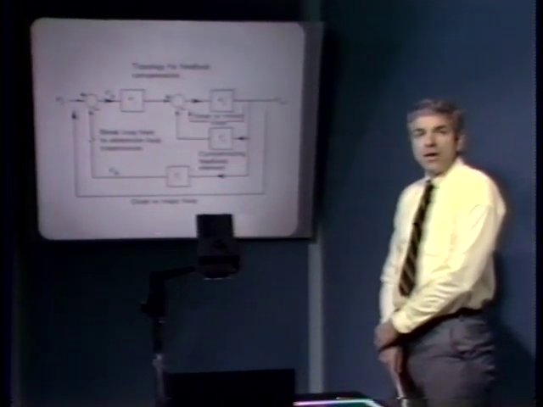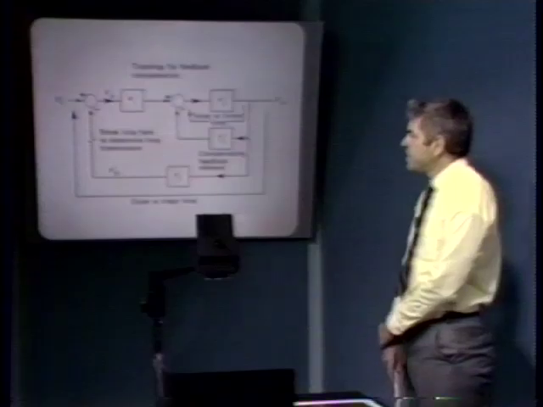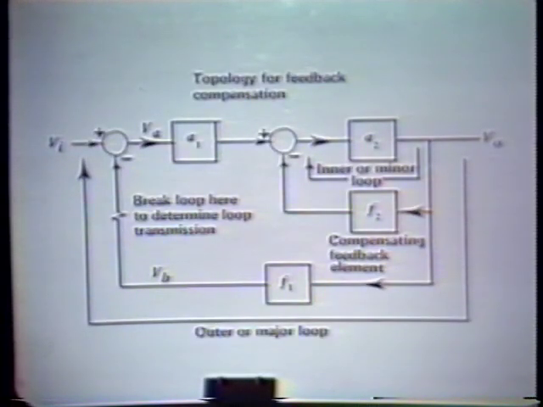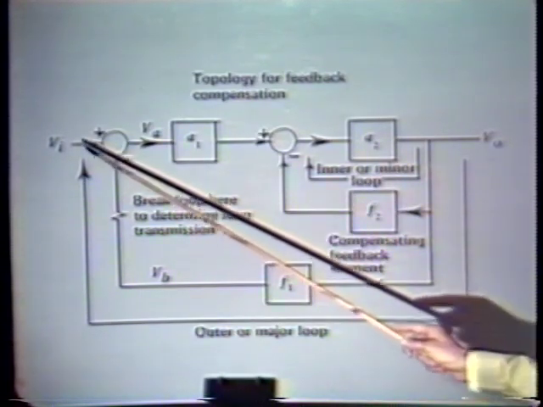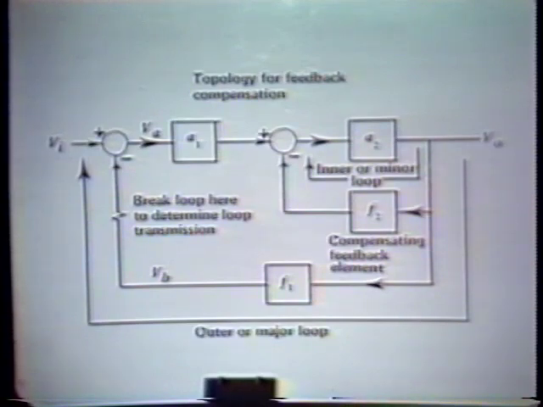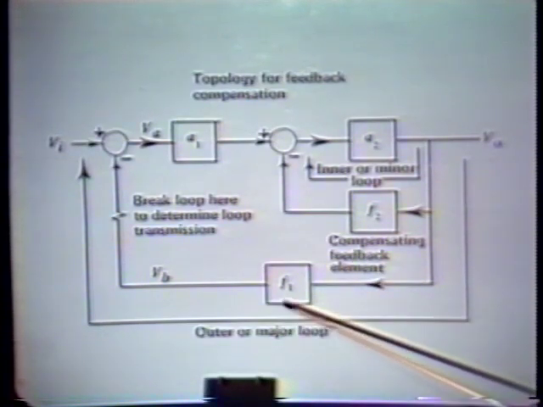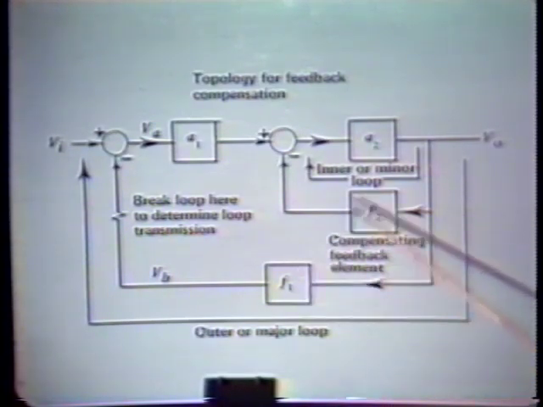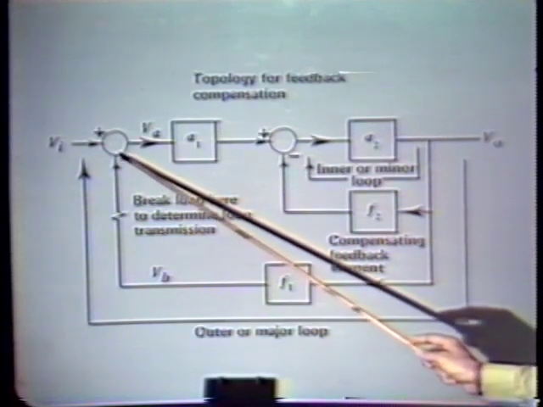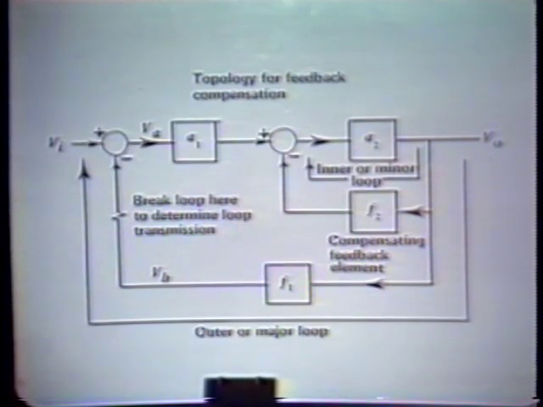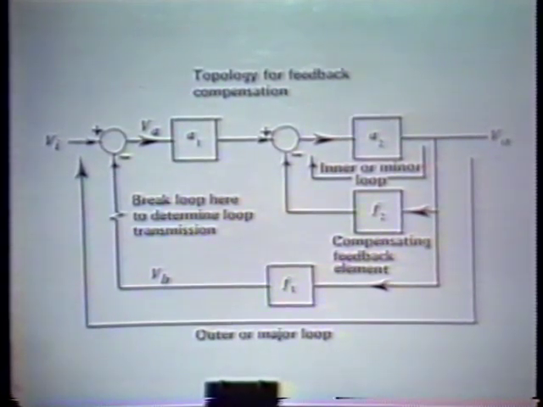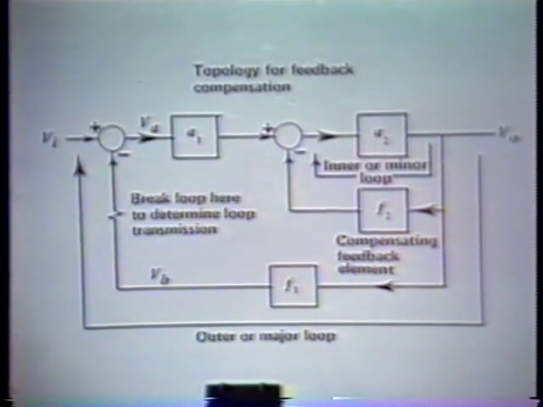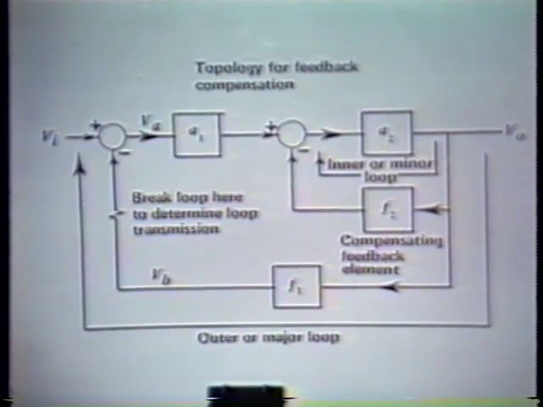The topology for feedback compensation is shown in this view graph. And this is a fundamentally different kind of topology from what we have with series compensation. Here we have a two-loop system. We have, of course, the input and the output. And as always, we have a feedback element here. And this feedback element, labeled F1, is, of course, the element that links the output back to the summing point in the system. And so we choose F1 as a function of the desired or ideal closed loop gain of our feedback system. In particular, the ideal closed loop gain of this system is simply 1 over F1.